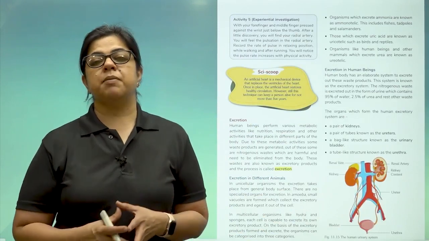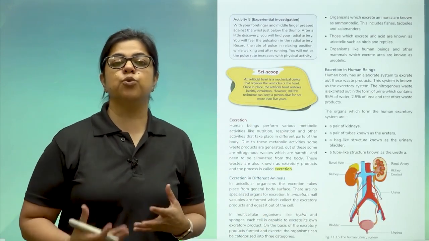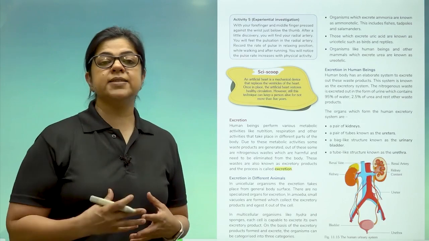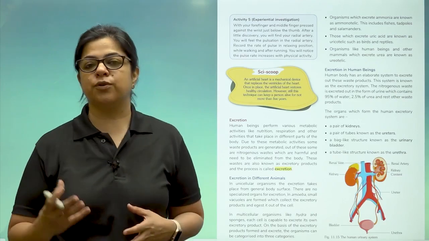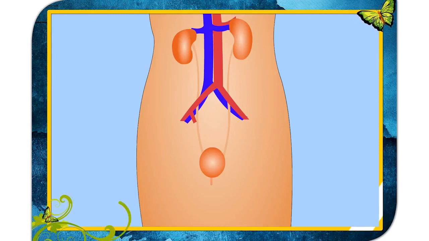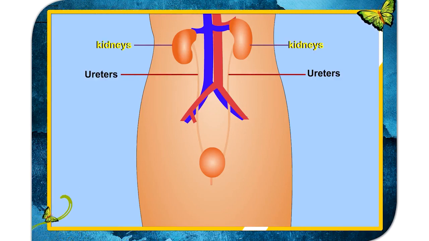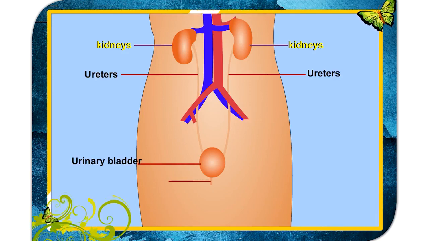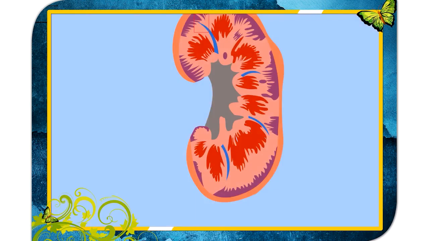Now, this was about transportation of food and oxygen. Now, let us understand how the waste is thrown out of the body through another video. The excretory system in human beings consists of 2 kidneys, 2 ureters, a urinary bladder and a urethra. A large number of coiled tubes called nephrons are present in the kidneys.